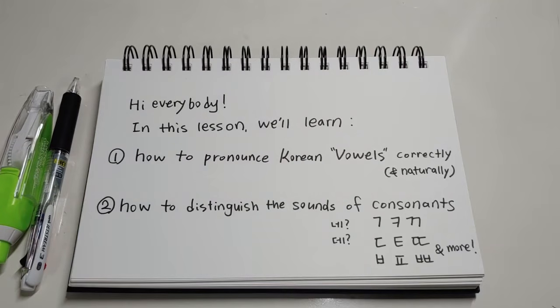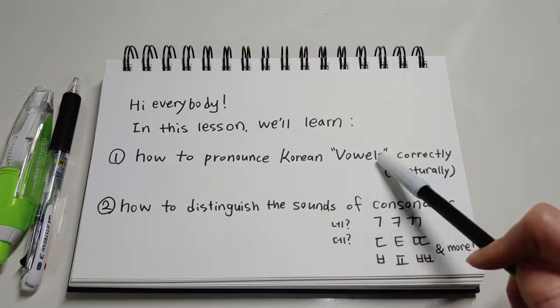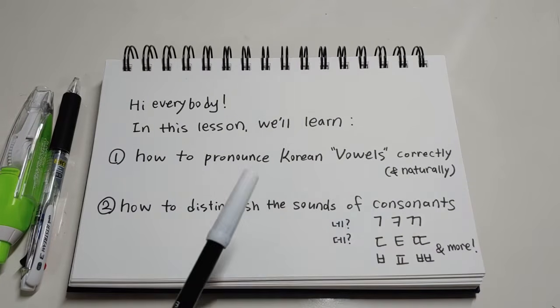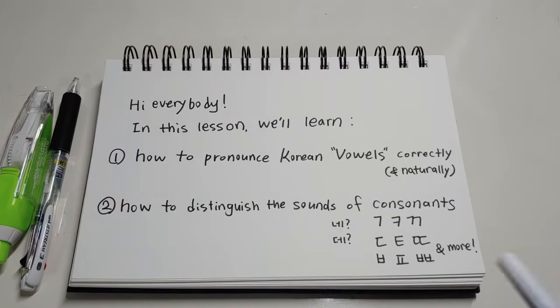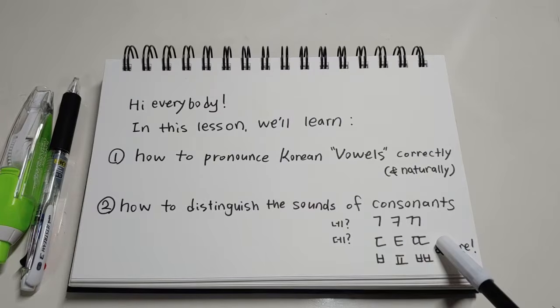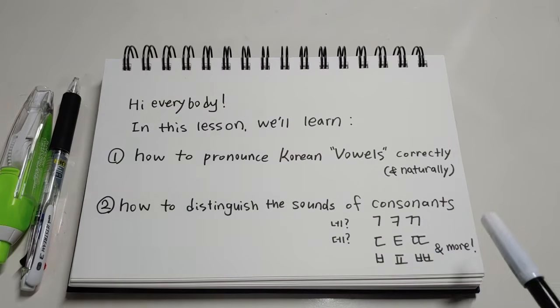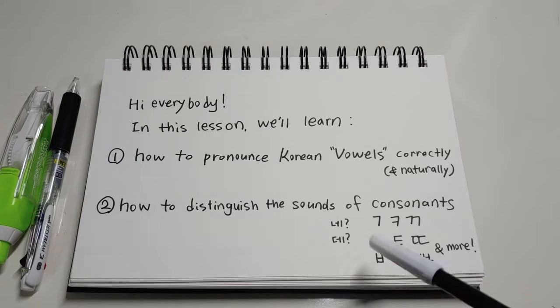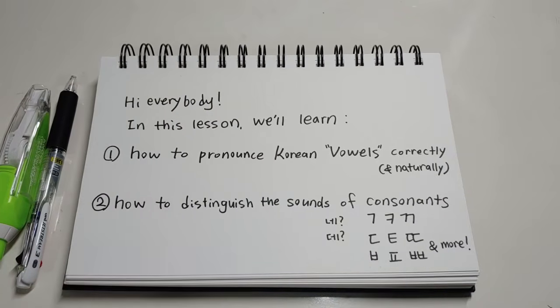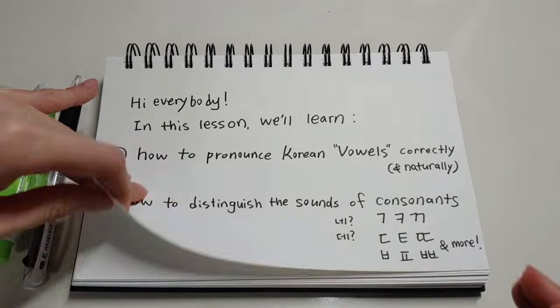Hi everybody, in this lesson we'll learn how to pronounce Korean vowels correctly and naturally, and also how to distinguish the sounds of confusing consonants. A lot of learners find it difficult to distinguish the sounds of k, k, g, t, t, t, p, p, p, and other consonants, and also ne and te sound quite similar together, right? So we're going to learn what specific differences there are so that you can pronounce them correctly and naturally. Let's start with the vowels first.